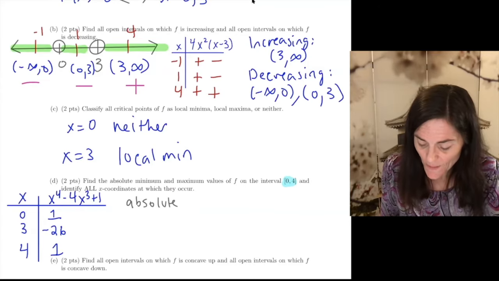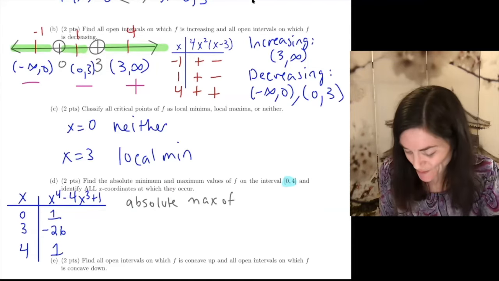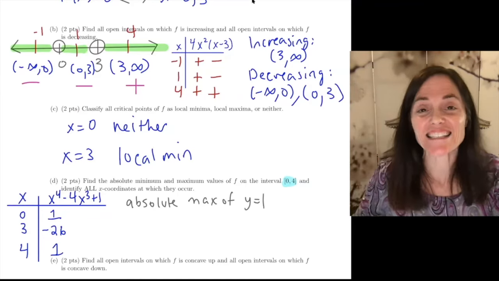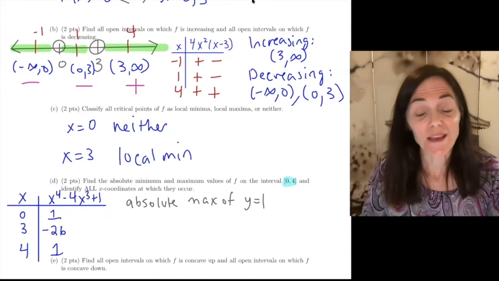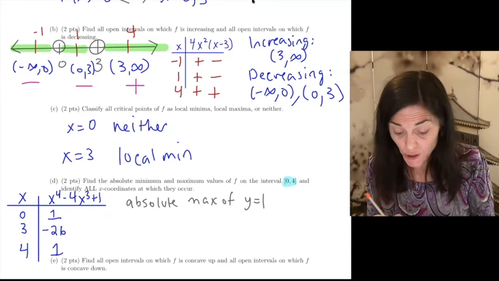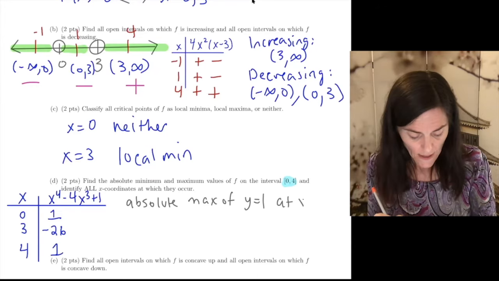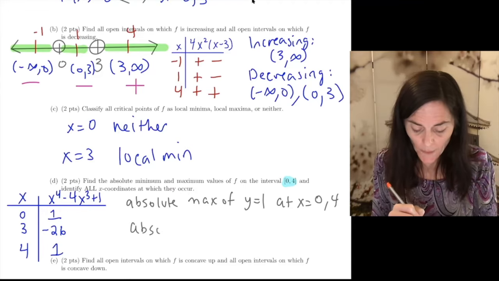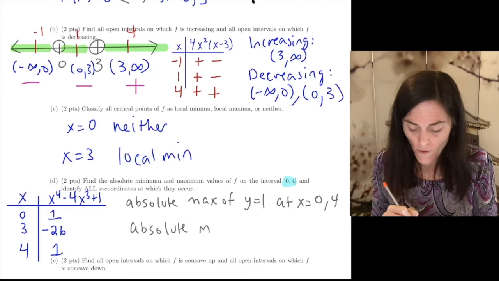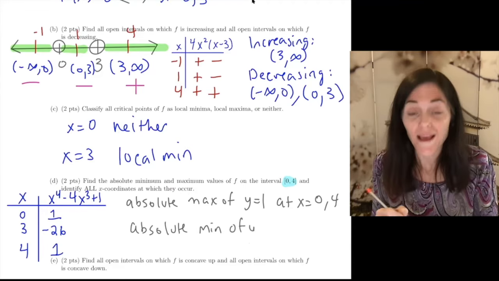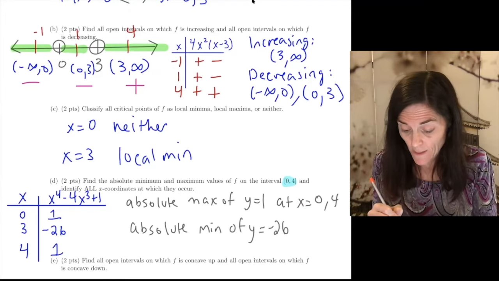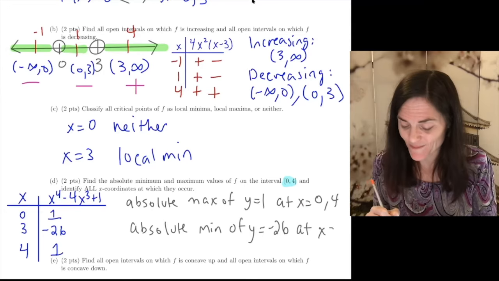So we have an absolute max of, well, we have 2 places where this occurs. We have 1 absolute max. I should say 1. Y equals 1. But it happens at 2 x values. It happens at 0 and 4. And then we have an absolute min of y equals minus 26. And this happens at x equals 3.